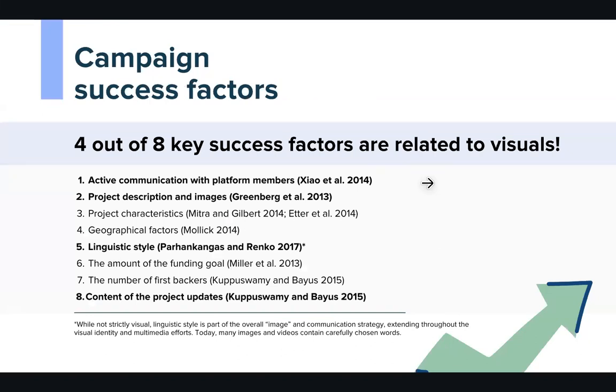Let's talk about some campaign success factors also to see why visuals are important. Out of the 8 key success factors identified in a meta-study, 4 of them relate to visuals: active communication with platform members, project description and images. Down there you can see linguistic style and content of the project update. Linguistic style might be a bit of a stretch, but still the tone of voice in which you are addressing your audience is defined throughout the design process and the visual identity creative process.